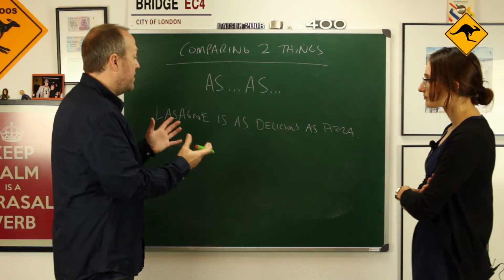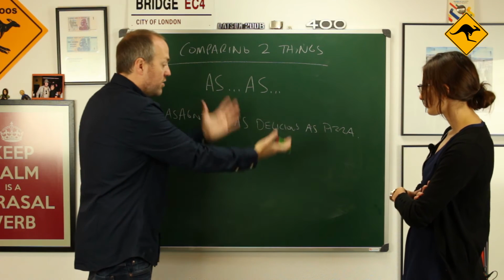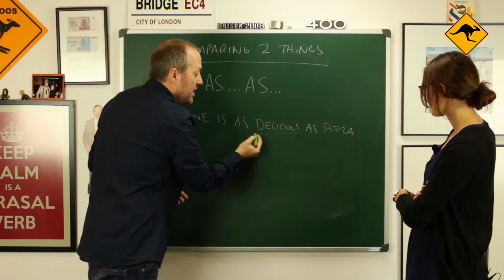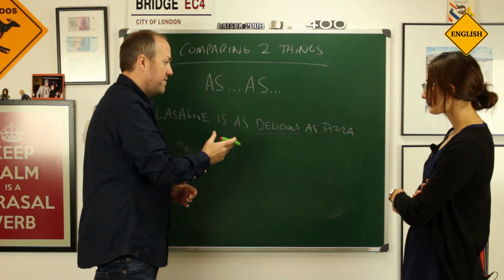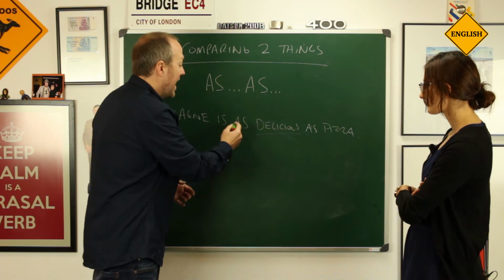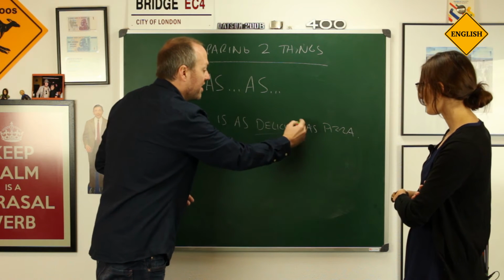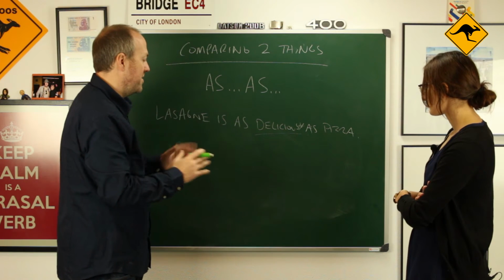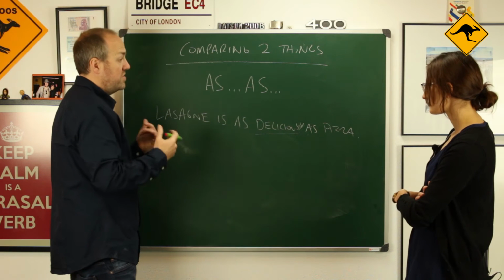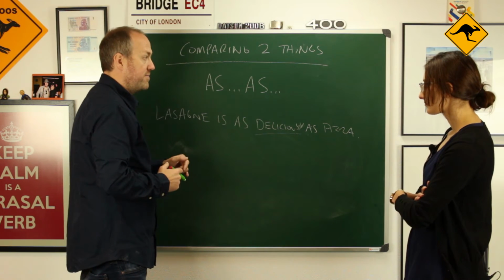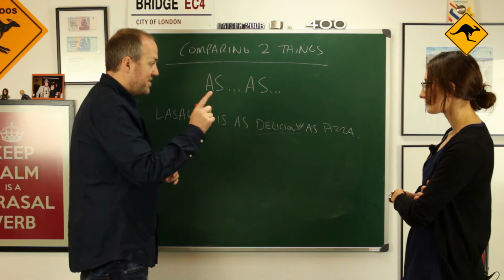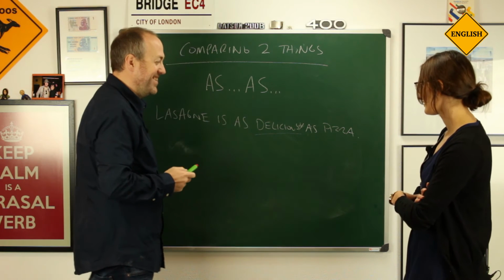So it's an equal comparison. We're saying they're equal. But what's interesting here is that we're using the positive form of the adjective or the adverb. We don't say as deliciouser, no, as delicious as pizza. And we could also use the negative. For example, grelos are not as delicious as pizza.